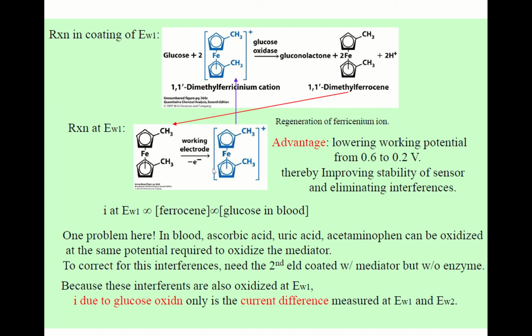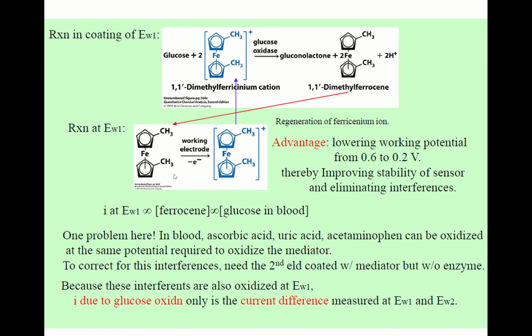Okay, understand? By applying about 0.2 volt, you can oxidize this ferrocene to ferrocenium ion, and then these ferrocenium ions are ready to accept electrons from glucose. In this scheme, oxygen is not needed. So without oxygen, glucose concentration can be measured by measuring the ferrocene oxidation current.